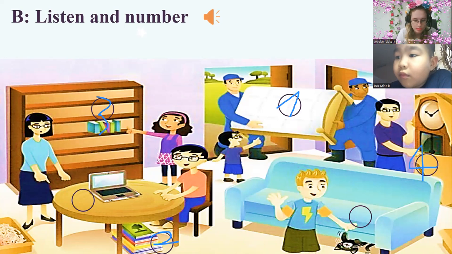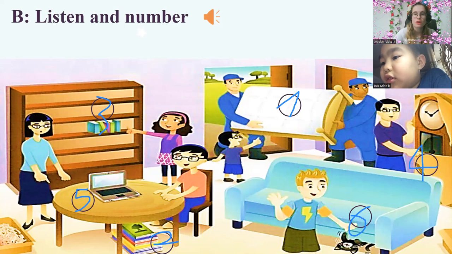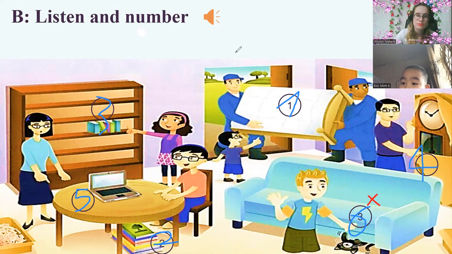6. The books are on the bookshelf. How many books? 1, 2, 3, 4, 5. 5 books. Okay, finished? Okay. This is 6, and this is 3. Why did you say 6? Why did you say 3 here?